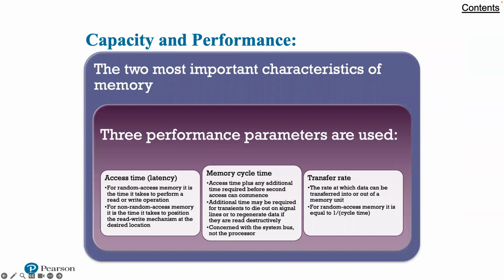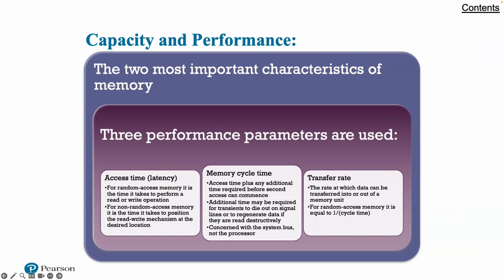Now let's talk about capacity and performance. From a user's point of view, the two most important characteristics of memory are capacity and performance. Three performance parameters are used: access time, memory cycle time, and transfer rate. Access time: for random access memory, this is the time it takes to perform a read or write operation. That is the time from the instant that an address is presented to the memory to the instant that data have been stored or made available for use. For non-random access memory, access time is the time it takes to position the read-write mechanism at the desired location.